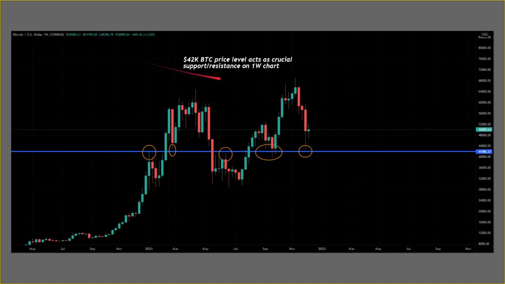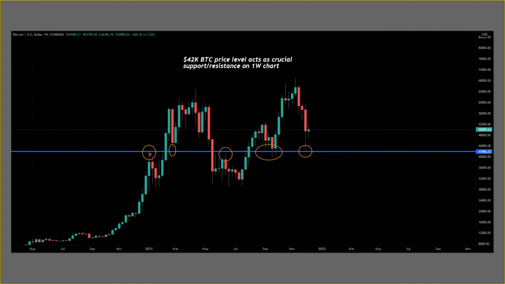This is on the weekly chart. Here we see the 42,000 Bitcoin price level acting as crucial support or resistance on the 1 week chart. So here is our 42K. This is 41,986. It's basically 42K. And we do see several instances of wicks protruding, reaching to, or falling below, but generally the price held true, whether this acted as a form of resistance.